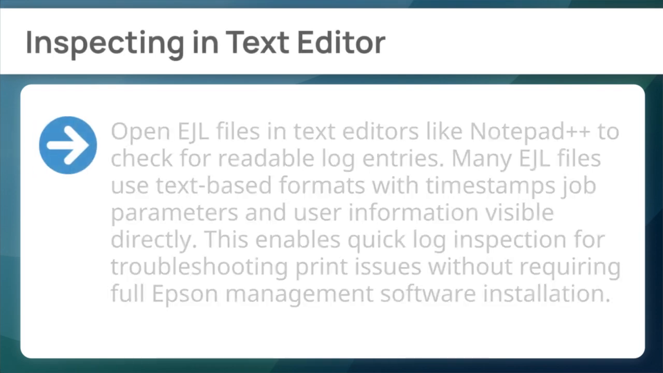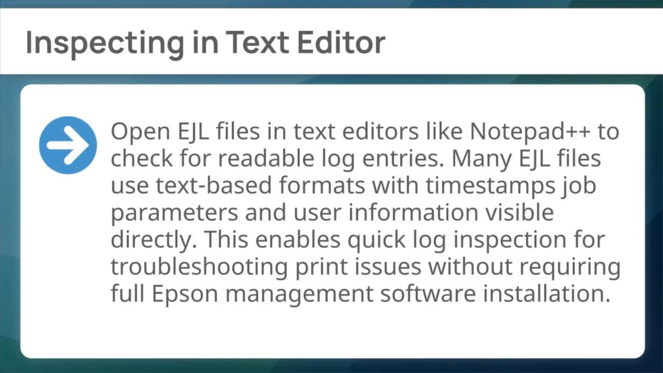Next, inspecting in a text editor. Open EJL files in text editors like Notepad++ to check for readable log entries. Many EJL files use text-based formats with timestamps, job parameters, and user information visible directly. This enables quick log inspection for troubleshooting print issues without requiring full Epson management software installation.